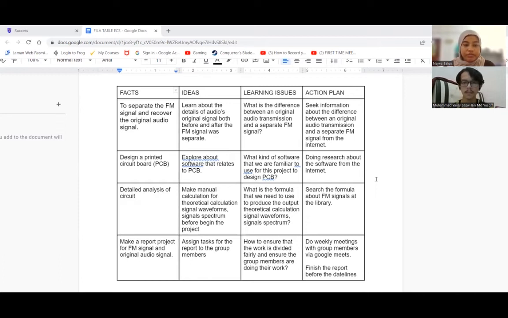Lastly, for the fourth fact, we need to make a project report for the FM signal and original audio signal. For the idea, we need to assign tasks for the report to the group members. For the learning issue, we need to know how to ensure that the work is divided fairly and that the group members are doing their work. For our action plan, we need to hold a weekly meeting with group members via Google Meet, and we need to finish the report before the deadline.